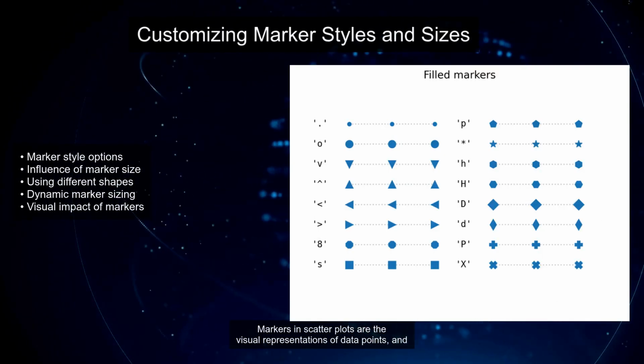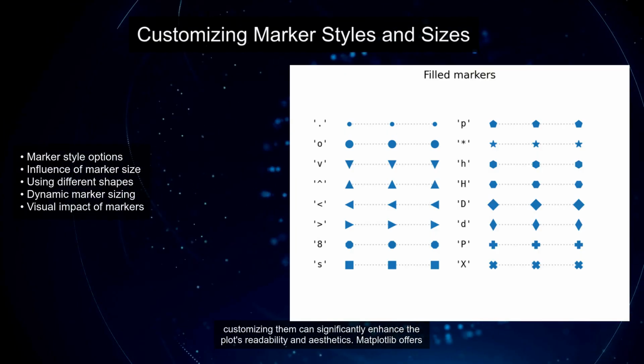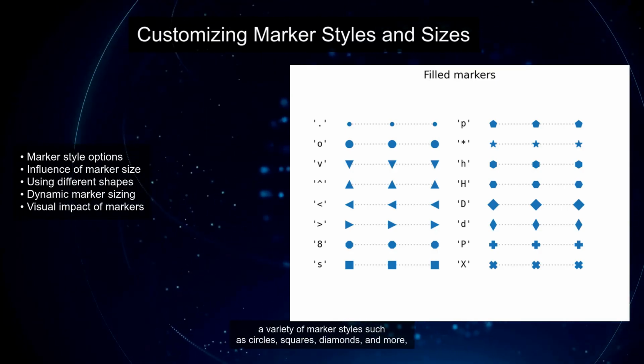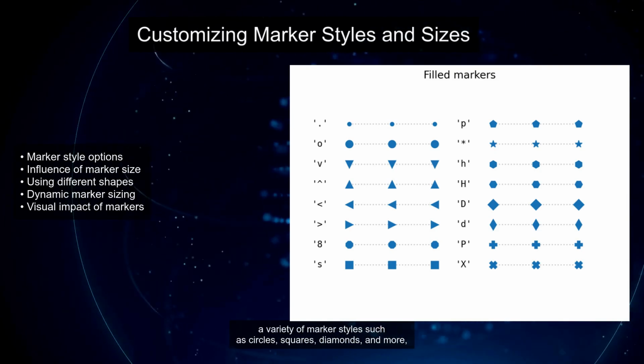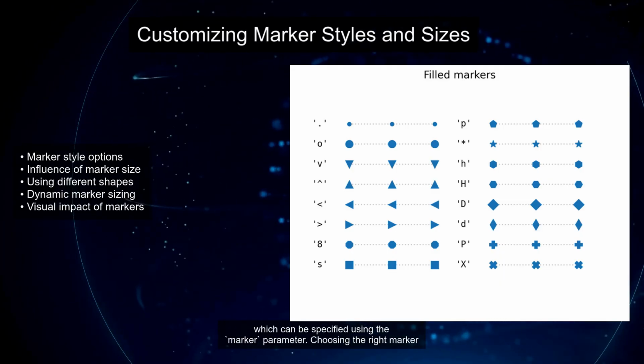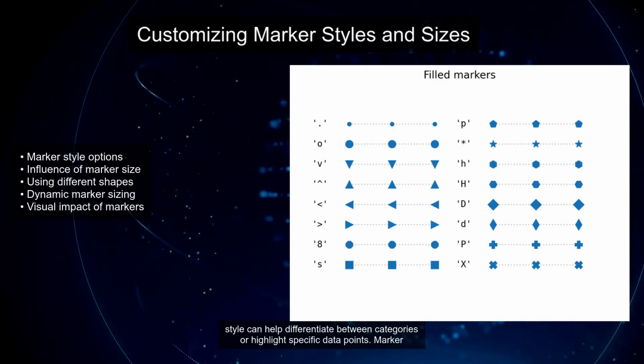Markers in scatter plots are the visual representations of data points, and customizing them can significantly enhance the plot's readability and aesthetics. Matplotlib offers a variety of marker styles such as circles, squares, diamonds, and more, which can be specified using the marker parameter. Choosing the right marker style can help differentiate between categories or highlight specific data points.